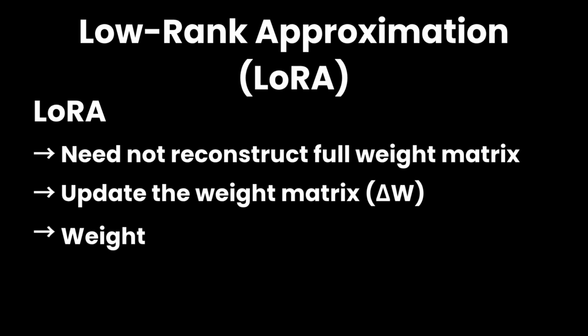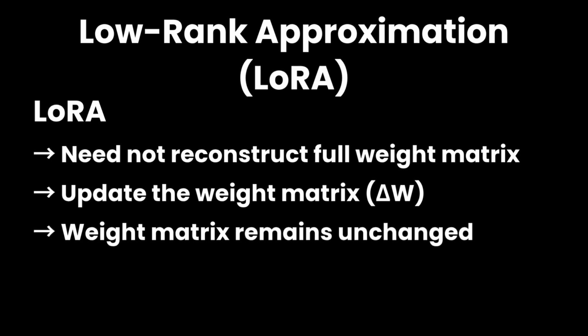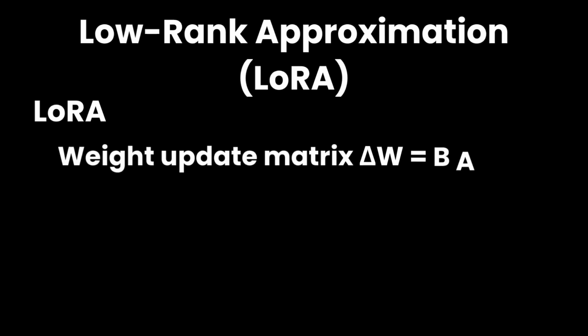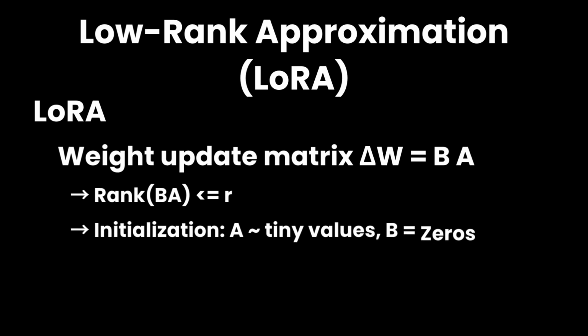Instead, we just update the weight matrix. During training, the original matrix remains unchanged and learns weight updates instead. It is denoted with delta W, and this weight update matrix is constructed using the matrices, say, B and A. A couple of key properties to remember: the rank of the product of the matrices B and A should be less than or equal to r. And matrix B is initialized to 0 and A is initialized with small random values, so that delta W, which is BA, equals 0 at the start of training.